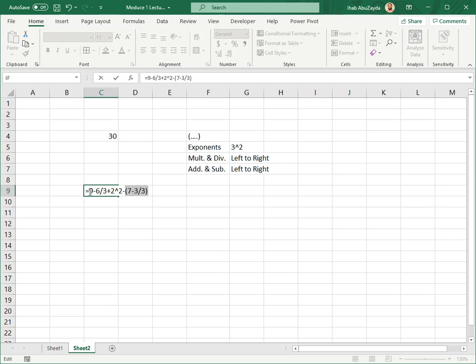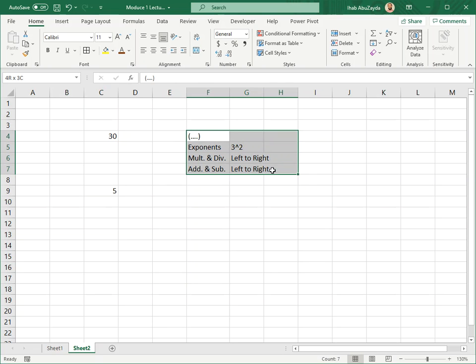So it's going to be 9 minus 2 is 7, plus 4 is 11, minus 6 is 5. If I hit enter, we see we get 5. So if you know the order of operations, you can easily figure out how things are getting calculated in Excel. This is important to learn. Just remember this and you'll be good to go.